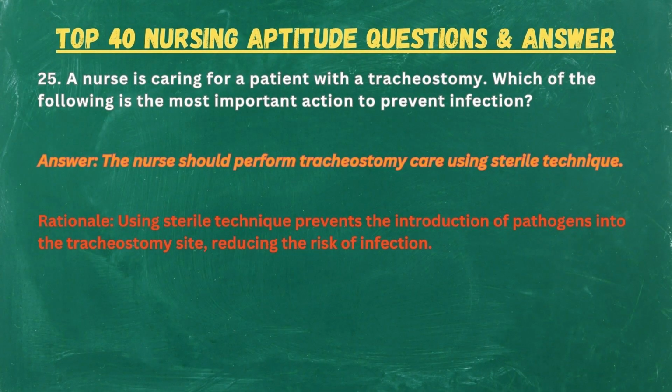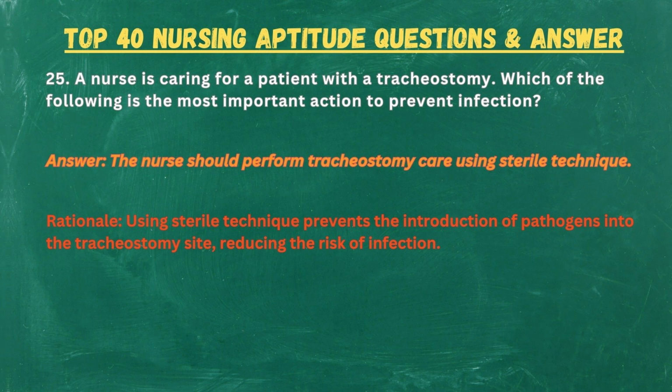25. A nurse is caring for a patient with a tracheostomy. Which of the following is the most important action to prevent infection? Answer. The nurse should perform tracheostomy care using sterile technique. Rationale. Using sterile technique prevents the introduction of pathogens into the tracheostomy site, reducing the risk of infection.